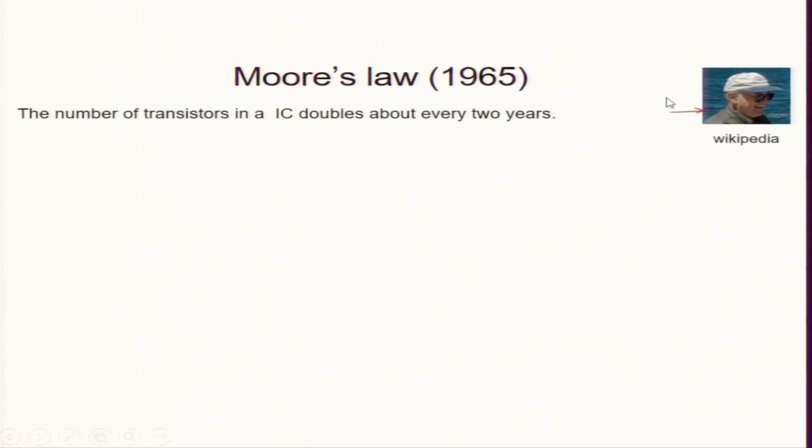There is a statement by Moore, who this person is right here. He had made a forecast. This is 65, when I was not born. So, that is the time. The number of transistors in an IC doubles every 2 years.